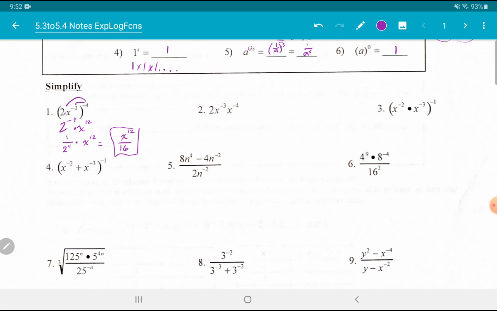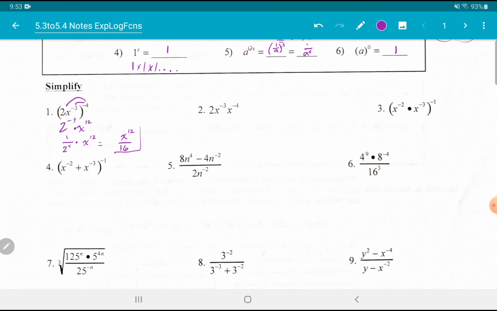Let's do another one. Let's try number 4. Now, a very common mistake I often see is that because we see the parentheses here, we would want to distribute the negative 1 to each of these terms. So what I end up seeing people do is they end up getting x squared plus x cubed. Well, this property actually doesn't work.